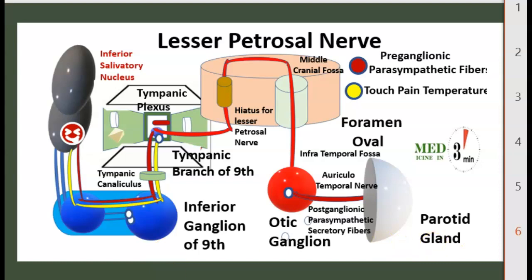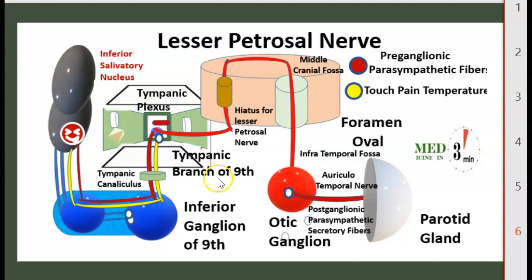I repeat, from the inferior salivatory nucleus of the glossopharyngeal nerve, from here, fibers pass through the jugular foramen, and going down, some preganglionic parasympathetic fibers detach from the nerve. Some touch, pain, and temperature fibers also separate at the level of the inferior ganglion. It is the inferior ganglion. This is the touch, pain, and temperature. They go together with parasympathetic fibers.